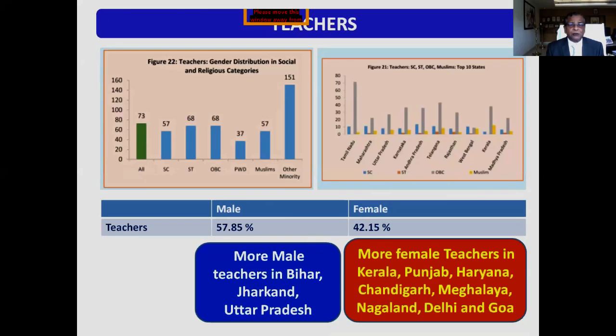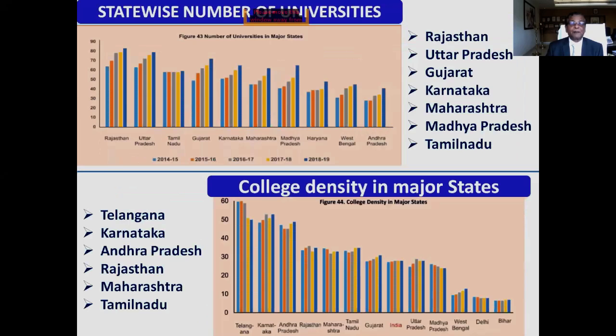Then if you look into the teachers also, more male teachers in Bihar, Jharkhand and Uttar Pradesh, and more female teachers in Kerala, Punjab, Haryana, Chandigarh, Meghalaya, Nagaland, Delhi and Goa. It might be quite possible that the type of job that the male members are taking from the other field might be different. So we have to look into that to attract more and more male members to equate with the female teachers in some of the states where they are having the uneven distribution.